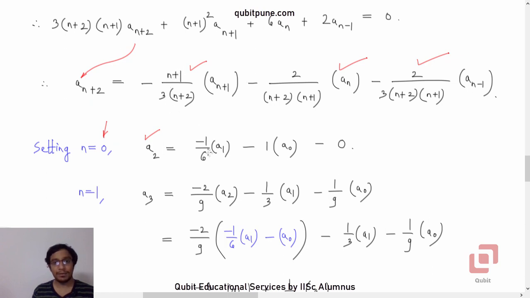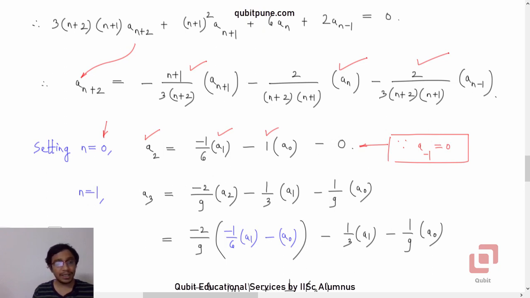It is going to be negative 1 upon 6 a1, minus 2 upon 2 into 1, so 1 times a naught, minus 0. Now this 0 has come because we have assumed that a minus 1 is 0. Note that this is not 0 by letting n to be 0. In fact, this is 2 upon 6 or 1 upon 3. But because a minus 1 is 0, this is 0.